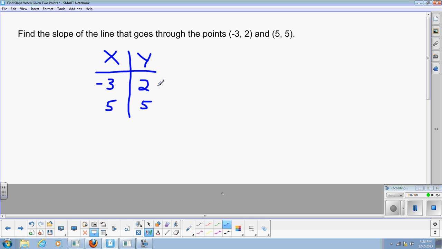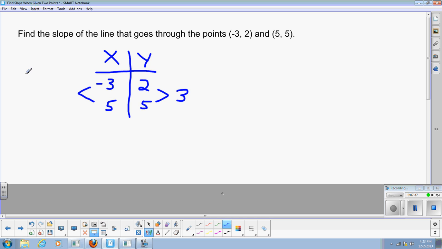So let's find out what is the difference between the y. How much does it change? If I start at 2 and go to 5, that's a +3, isn't it? So I can put a 3 out here. Now I have to say how much change is there if I start at -3 and count to 5. Well, if I start negative and go to positive, that is a positive movement. How much positive is it? How far apart are -3 and 5?